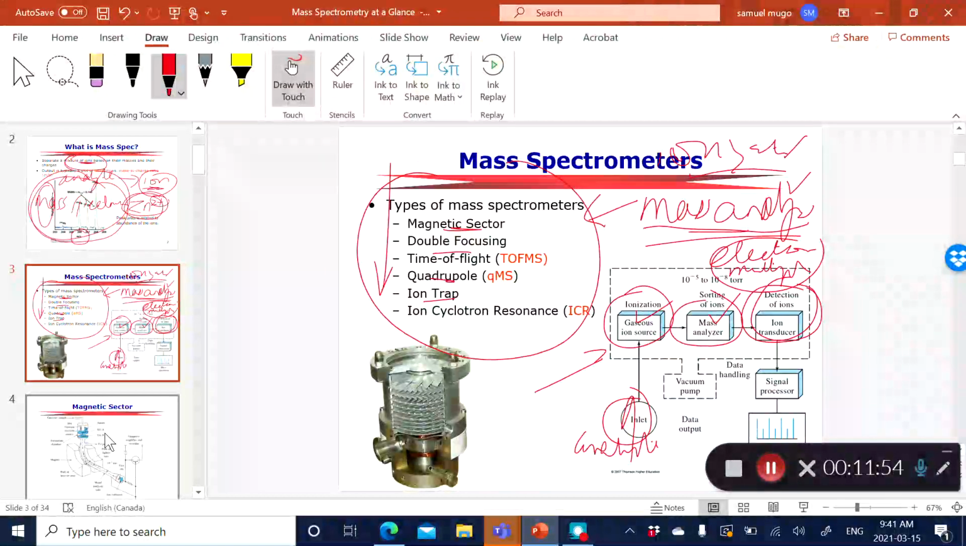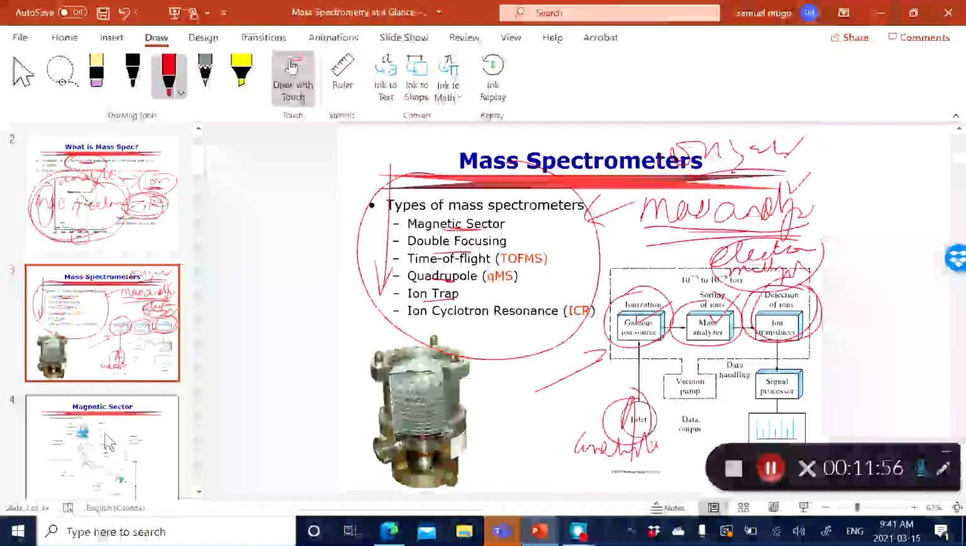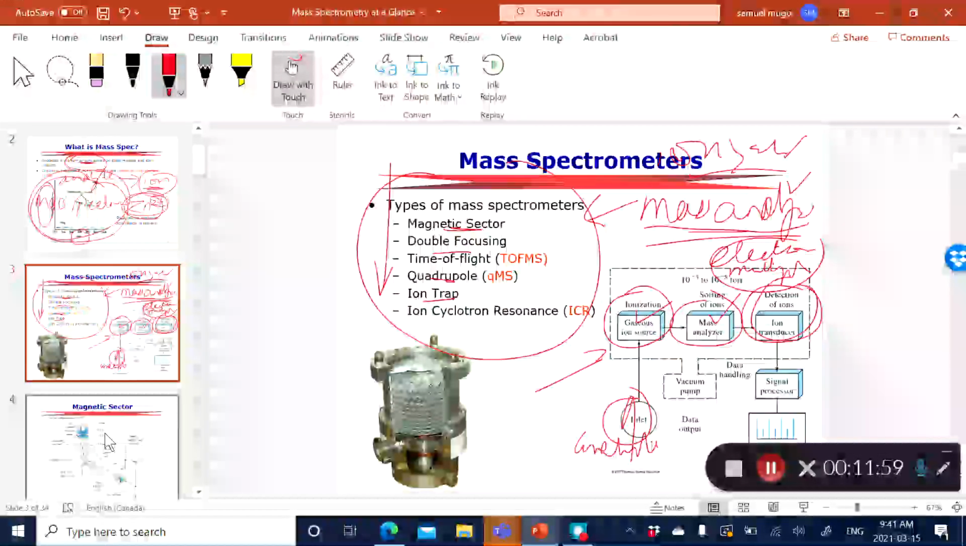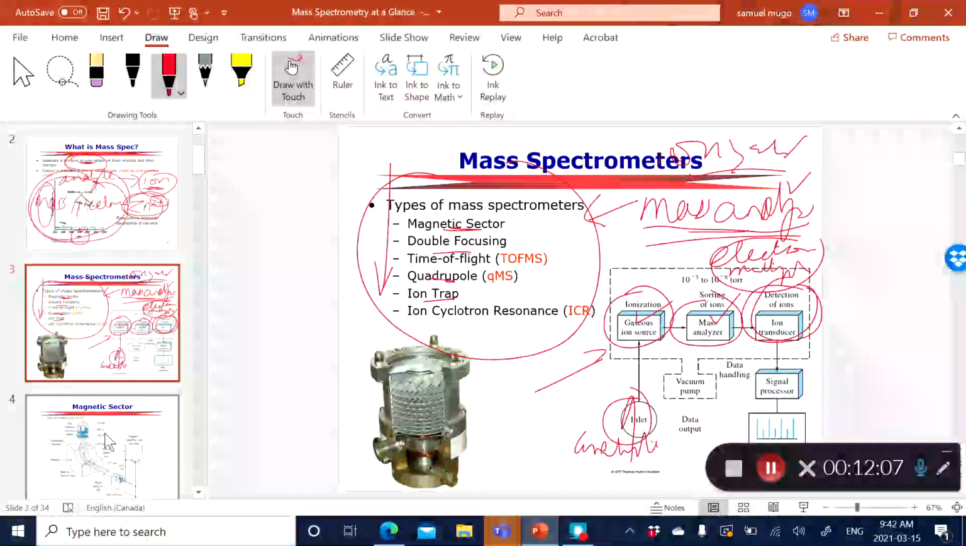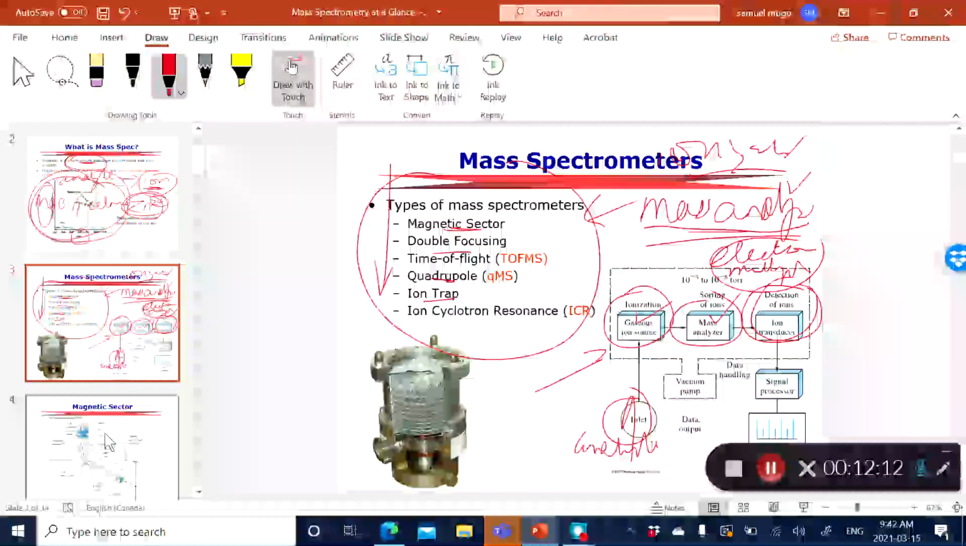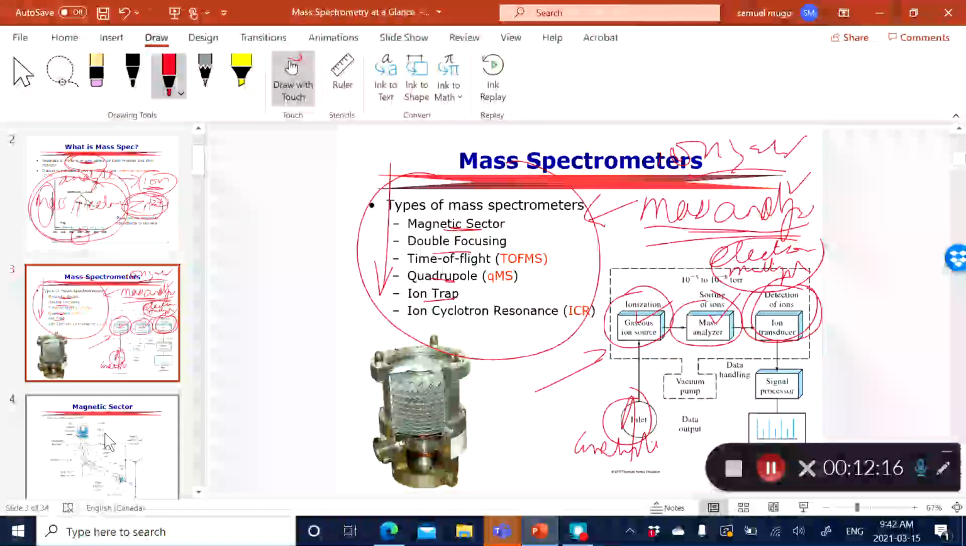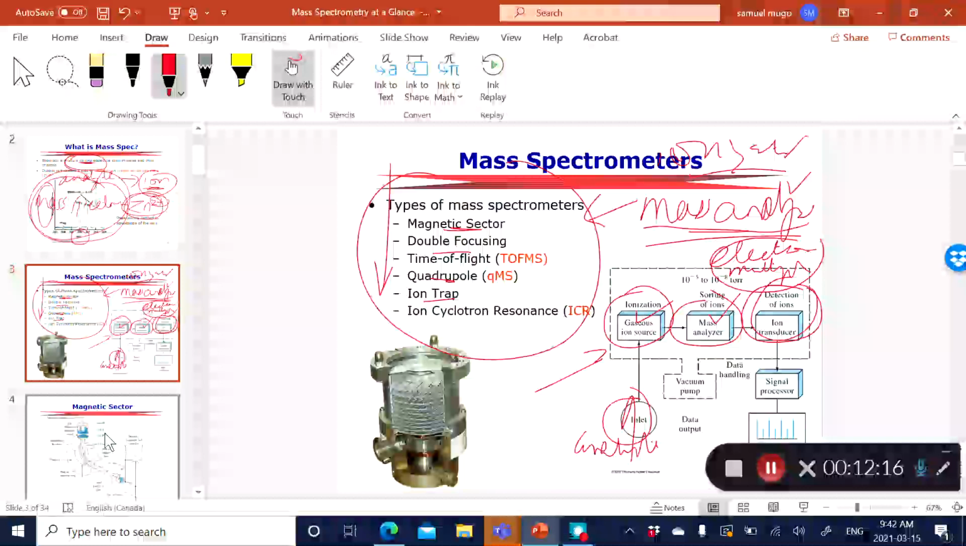Essentially, an electron multiplier is not different from a PMT. The only difference in this case is that rather than a photon, you've got an electron. And then, of course, after that, you've got the signal processor and so on, and the output, in terms of the computers and so on, so that you can see your mass spectrum.